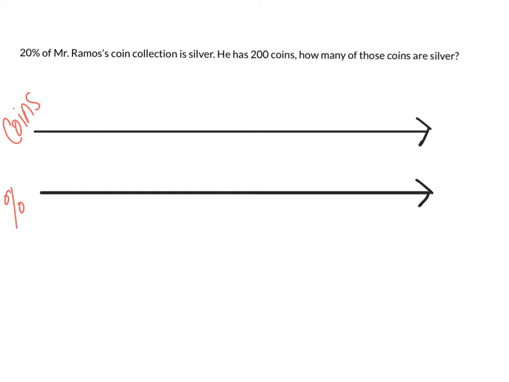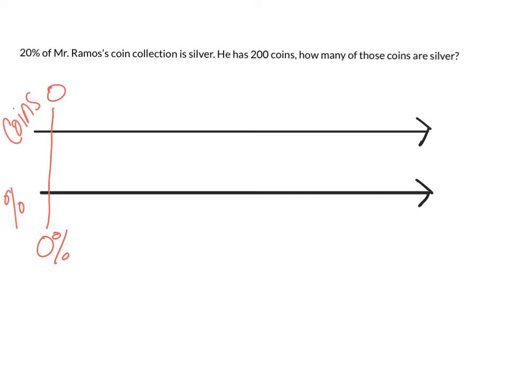In the problem that you started off with this morning, you had 20% of Mr. Ramos's coin collection is silver. He has 200 coins. How many of these coins are silver? You can see that I have my number lines already pre-labeled. My first number line is labeled with the coins. My second number line is labeled with the percents. The next thing I'm going to do is start off right at the beginning of my number line. If I have 0 coins, I have 0% of the total.